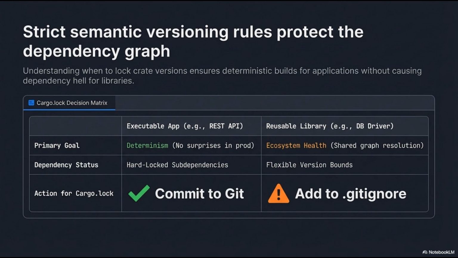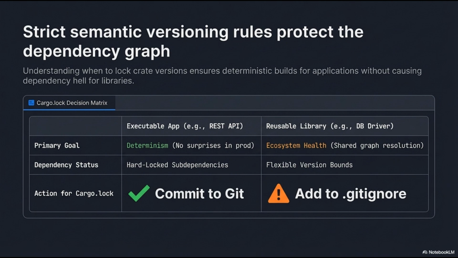Right. Now, the rule of thumb in the text is, if you are building an executable application like a backend REST API, you commit that Cargo.lock file to version control. But if you are building a library that other people will use, you don't commit it. I actually have a question about that. Sure. Why wouldn't a library want a deterministic build? Shouldn't everyone want exactly what they tested?